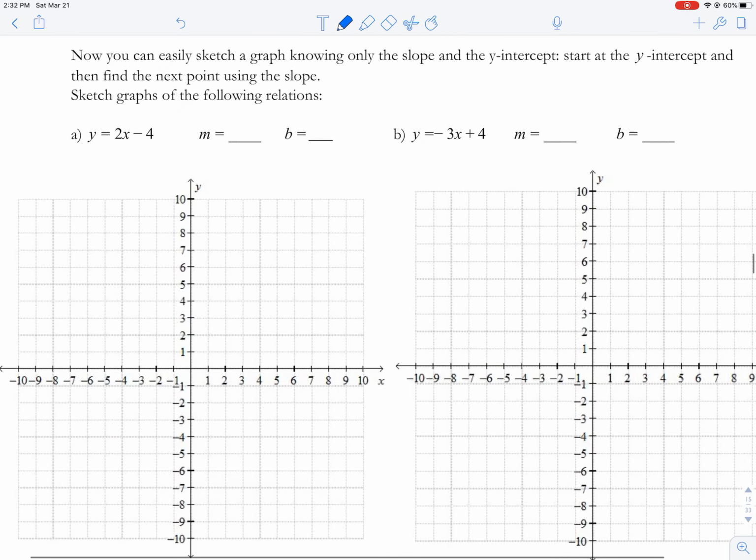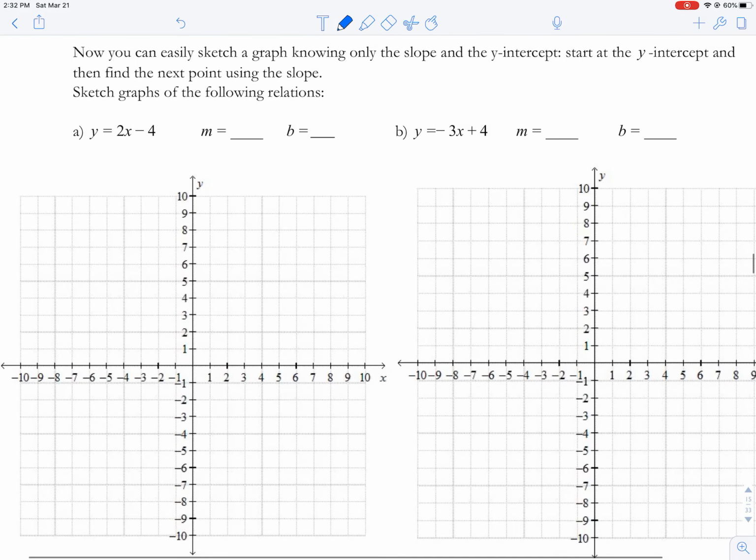Here they want us to graph a whole bunch of lines, and the first thing we're going to do is figure out what the slope is. So remember, m is the number squished against the x, so it's 2. b is the number that stands alone, so it's minus 4. That's going to be our y-intercept.